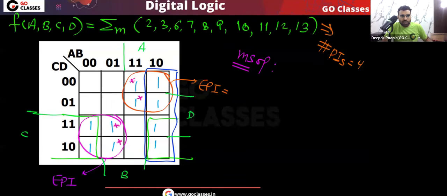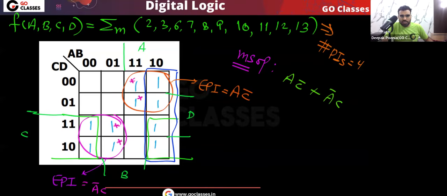Now what will be the product term for this orange EPI? This is in the area of A. This is in the area of C bar. And what about this pink PI or pink EPI? This is in the area of A bar C. So that's it. These are the EPIs. So the minimal SOP will contain all the EPIs. All the EPIs will belong to all the minimal SOPs. So you can see A C bar, A bar C.